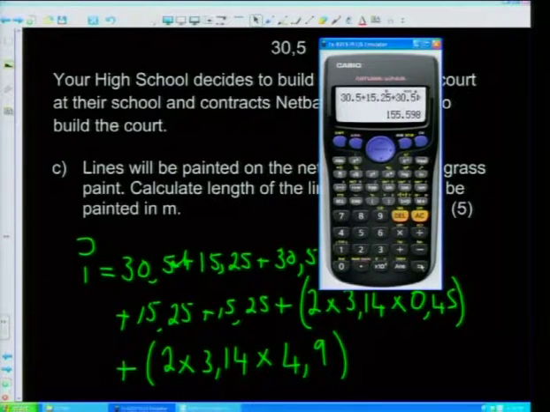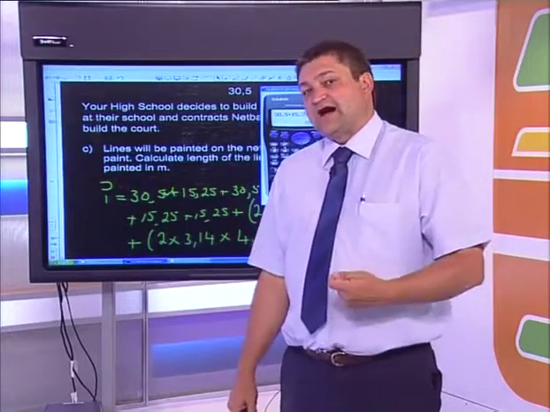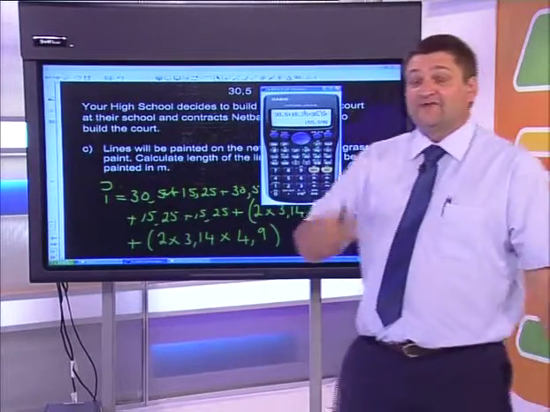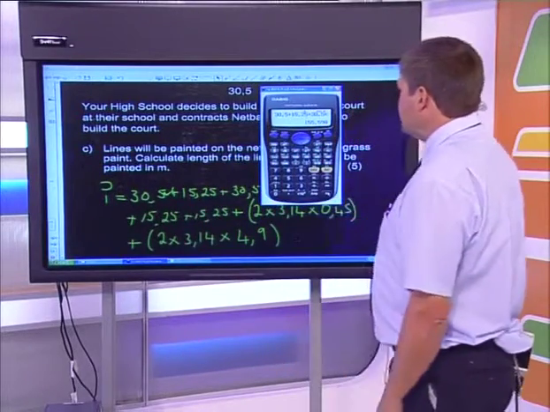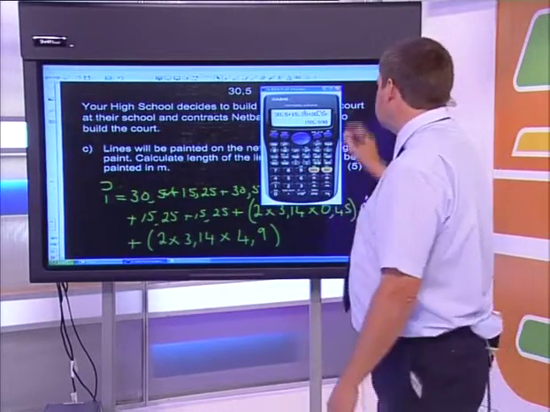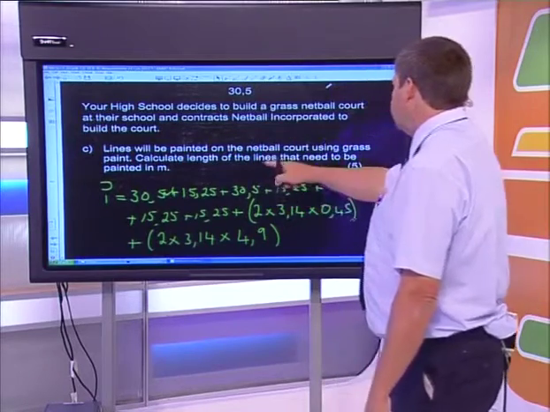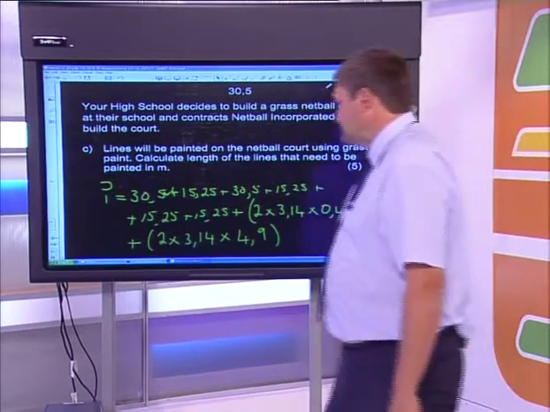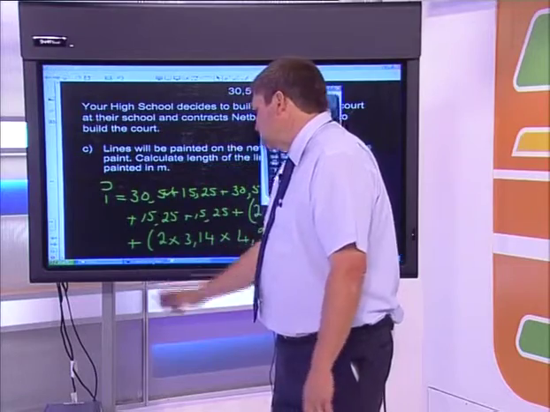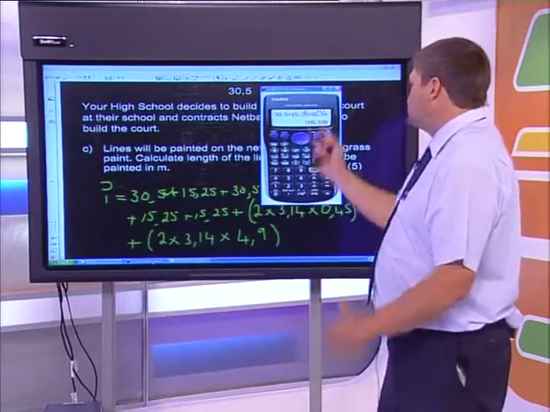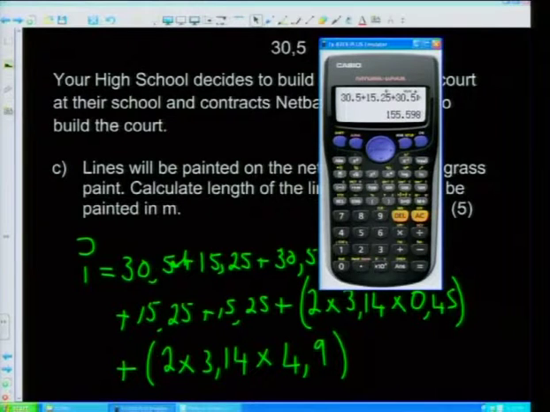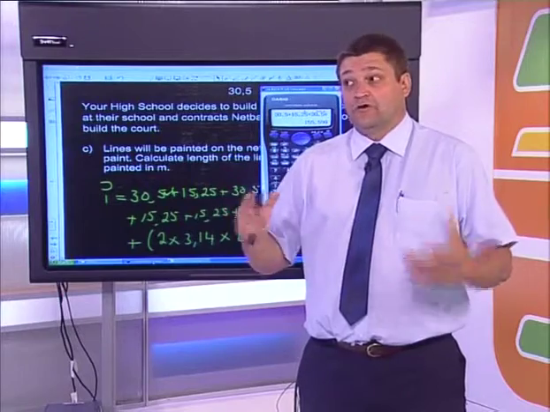We need to paint 155,598 meters of line. Let's just check our question. It says calculate the length of the lines that need to be painted in meters. It doesn't tell us how much we're going to round it off to, but if we wanted whole meters, we'd say we're going to paint approximately 156 meters worth of line.